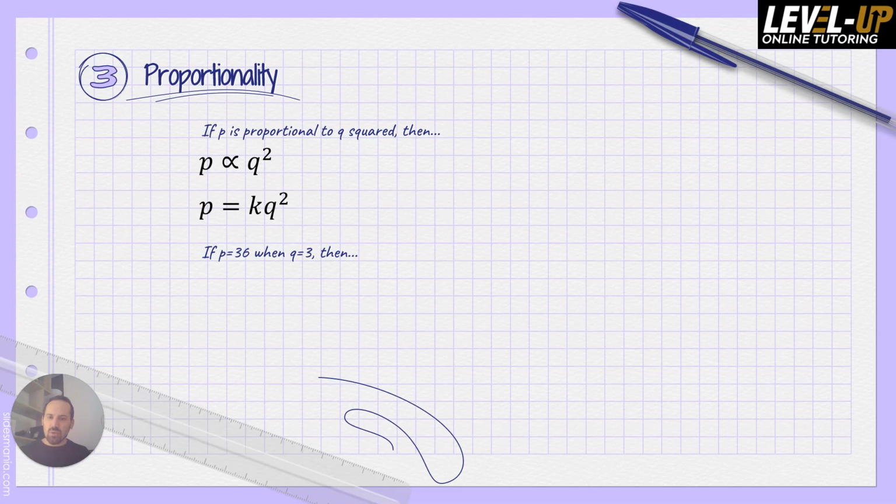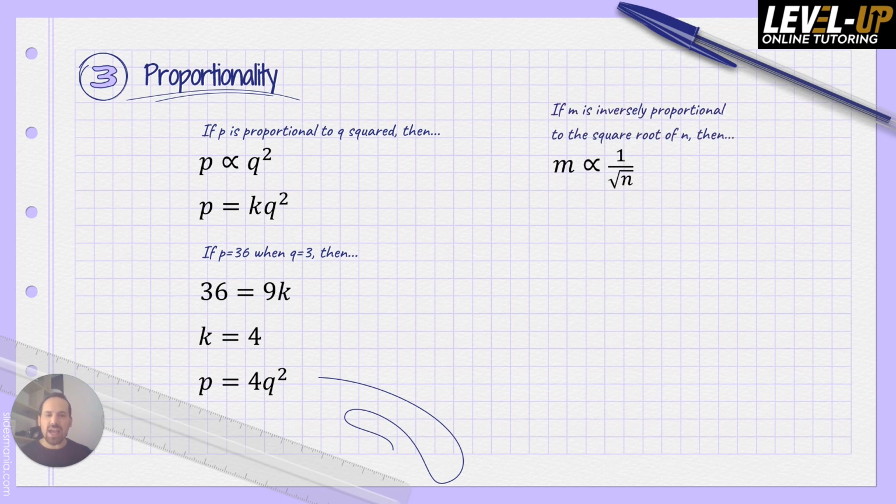So we need to know a point. What does p equal for a particular value of q? We can substitute that in, get a little expression for k, and solve for k. Then we can put that back into our actual equation. So if we know now k is 36 over 9, then p is equal to 4q squared.